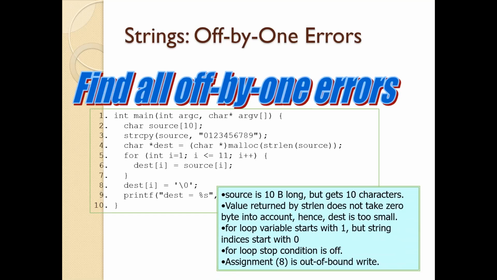Here we have, source is 10 bytes long but gets 10 characters. The value returned by string length does not take the 0 byte into account, hence destination is too small. The for loop variable starts with 1, but string indices start with 0. The for loop stop condition is off. And the assignment at position 8 is going to be out of bounds. So that null character over here will not fit.